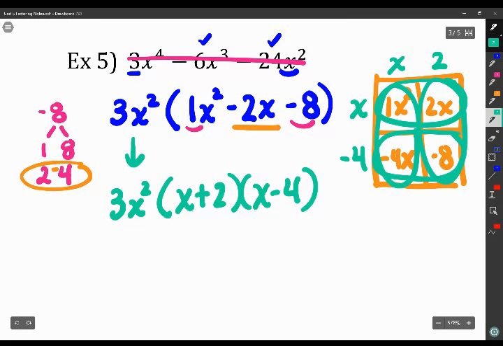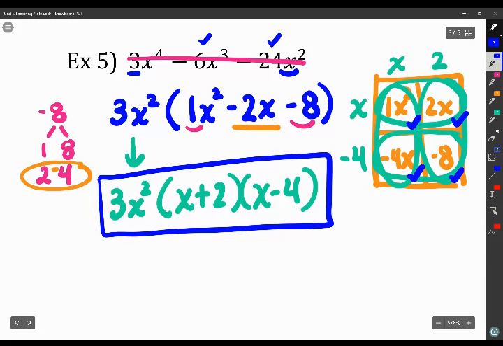Again, we should have checked that. I didn't, but we should have. X times x is x squared. X times 2 is 2x. Negative 4 times x is negative 4x. Negative 4 times 2 is negative 8. If you always do that double check before you write your solution down, then you know you're going to be right.